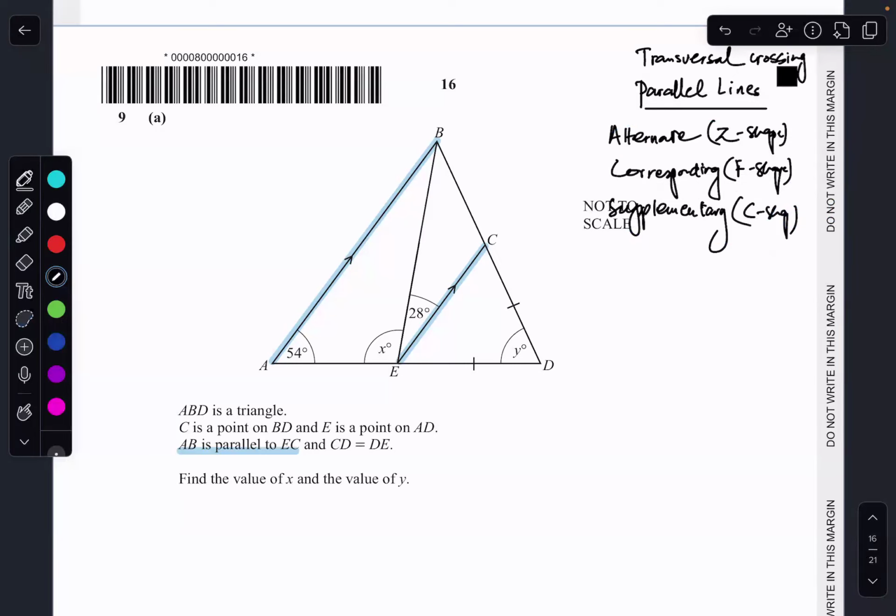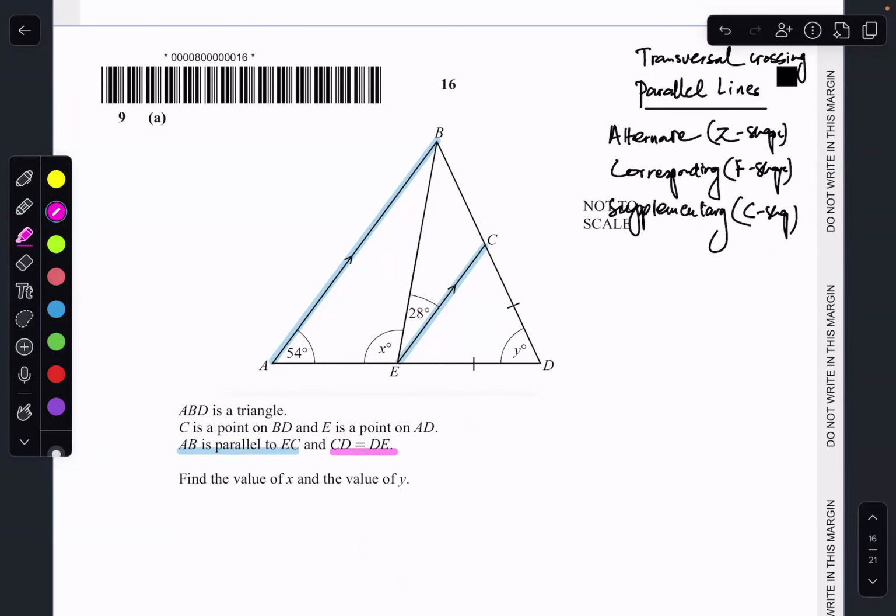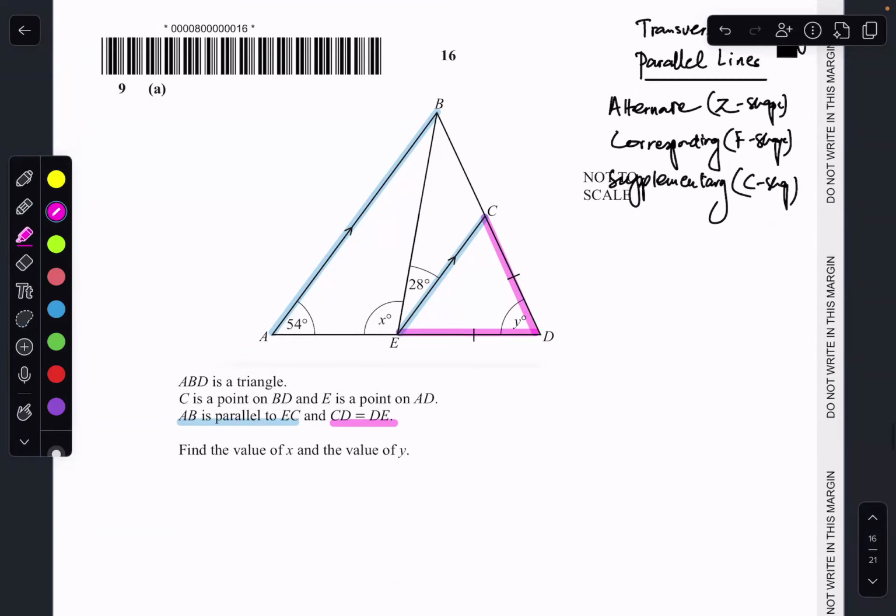Now, they're saying CD is equal to DE. So I'm going to highlight this as well. CD is equal to DE. They're saying to find the value of X and Y. So I can say that this angle over here is the same as this angle over here, because we can see a Z shape being formed, right? Like this. So that angle is equal to this angle. This is also 28.